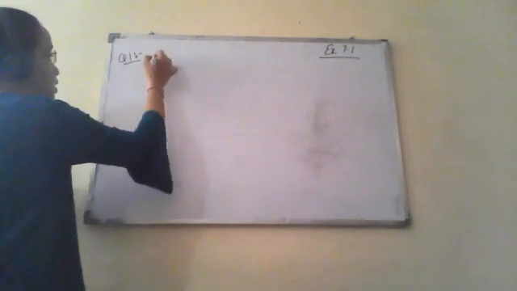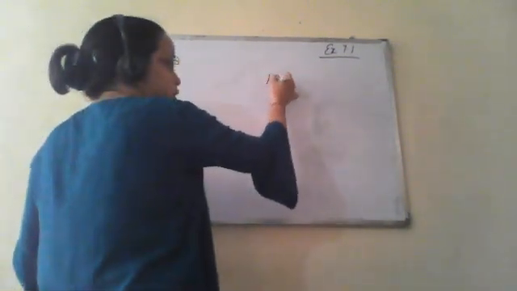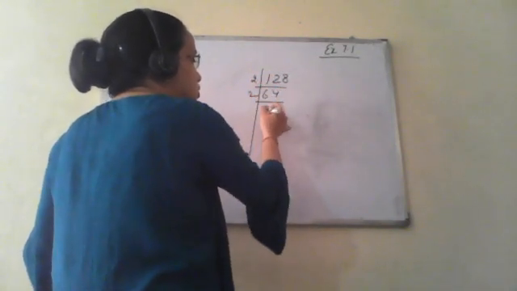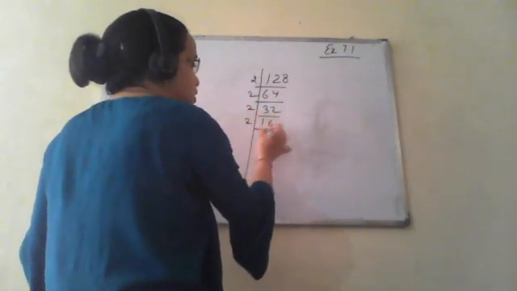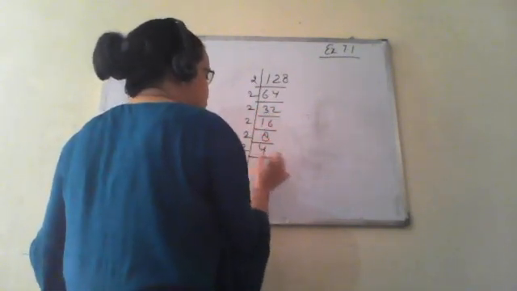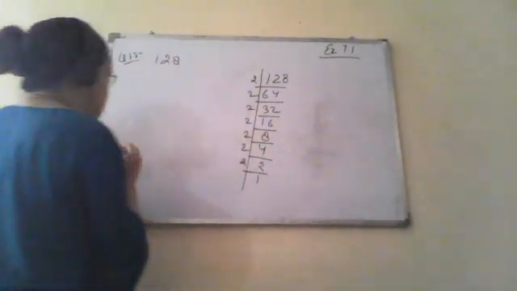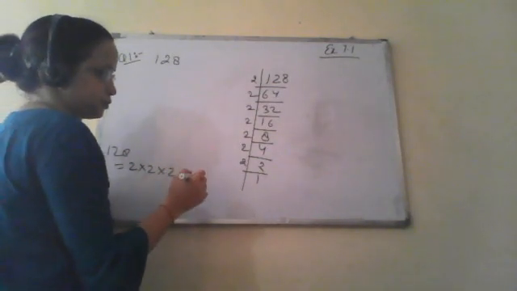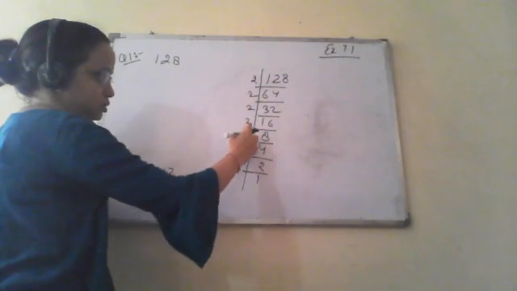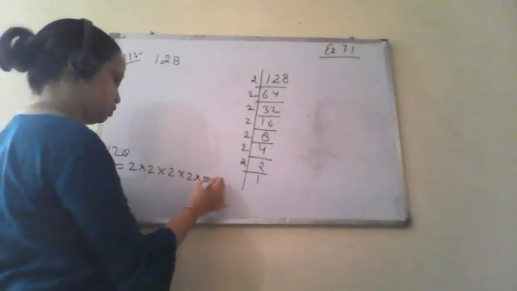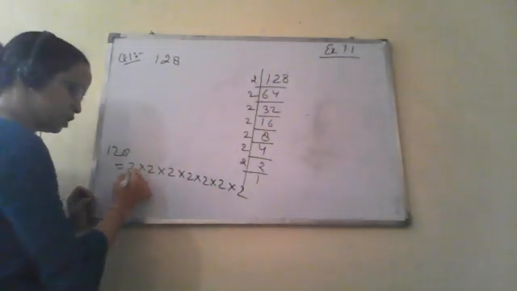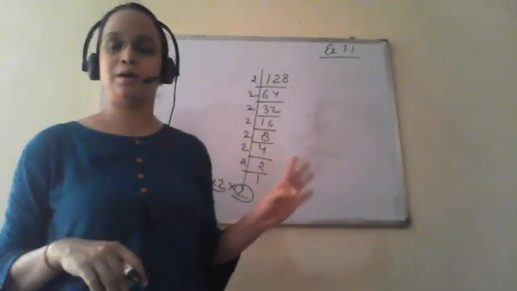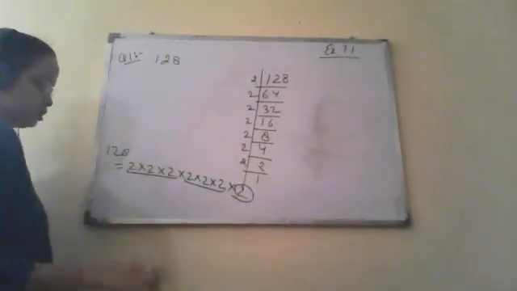Now next part. Next is 128. So prime factors for 128 will be, this is 64, this is 32, this is 16, 4, 2 and 1. So this 128 can be written as 2 into 2 into 2 into 2 into 2 into 2 into 2. So this one triplet is complete, this one triplet is complete, and this 2 is incomplete. So there is one incomplete triplet. So this number is not a perfect cube. Okay.